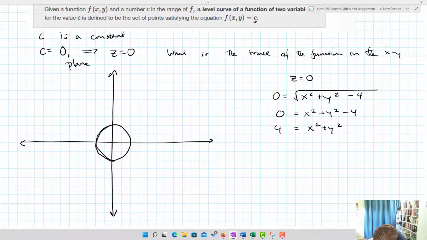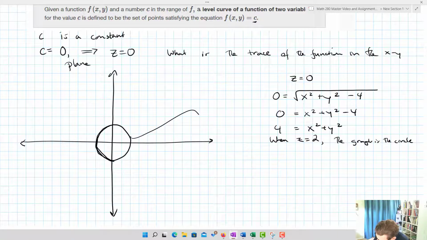In your book, they're going to use c equals 2. I'm going to use z equals 2 because that's literally what it is. When z equals 2, what does our function look like? When z equals 2, the graph is the circle of radius 2, and there it is. Let's imagine this is z equals 2, or c equals 2, like I said.